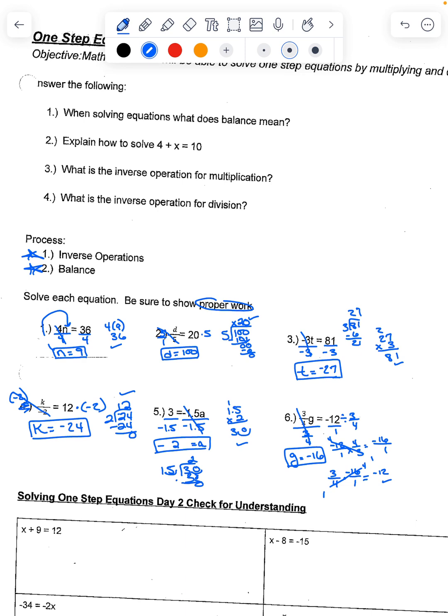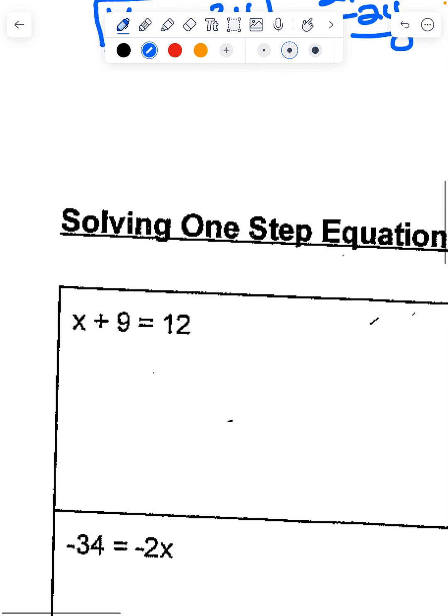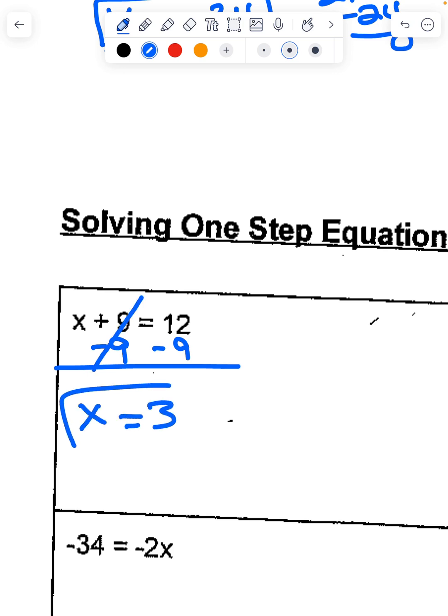Okay. So you're showing all your work, you're showing your cancellations, and then you're substituting it back in. Let's do 4 more. Something plus 9, the inverse would be to subtract 9 from both sides. So x is 3, and substitute it back in. 3 plus 9 is 12.